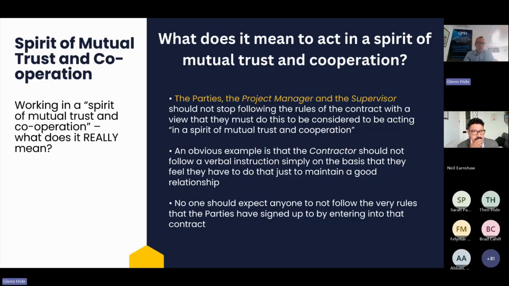Okay, I don't know why we left this one till last, Neil. This could be another webinar all on its own, couldn't it? So what does it really mean to act in a spirit of mutual trust and cooperation? Well, just in one slide. The parties, the project manager and the supervisor, should not stop following the rules of the contract with a view that they must do this to be considered to be acting in this clause 10.2 spirit of mutual trust and cooperation.